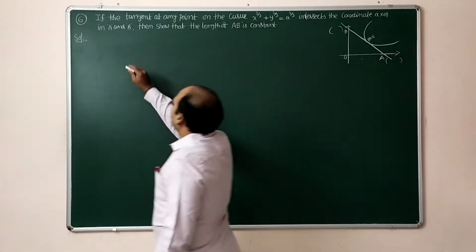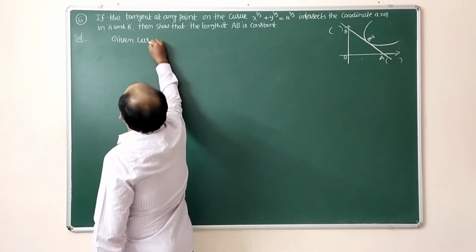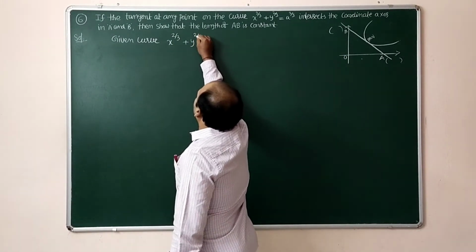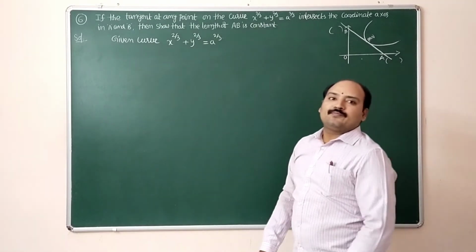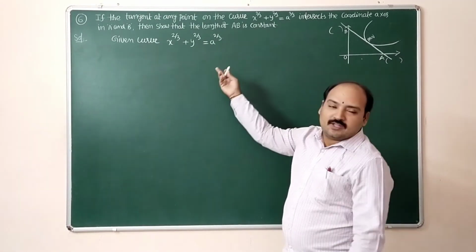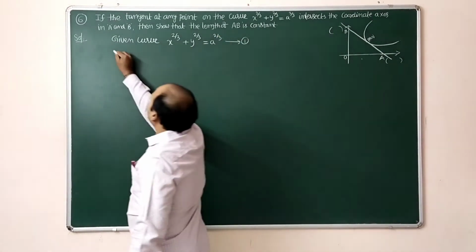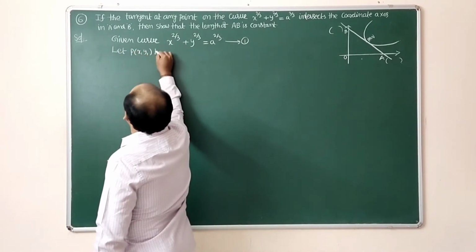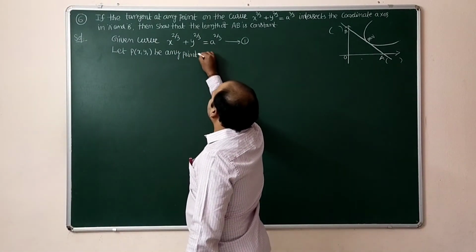So first, the given equation or given curve, x power 2 by 3 plus y power 2 by 3 equal to a power 2 by 3. Next, take it as equation number 1. Let P of x1 comma y1 be any point on the curve.